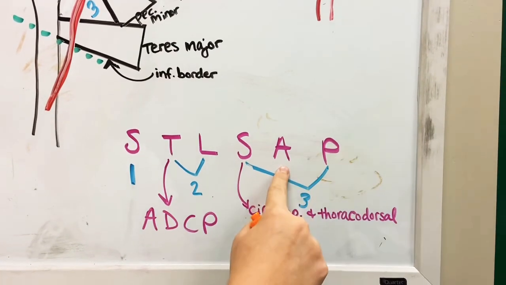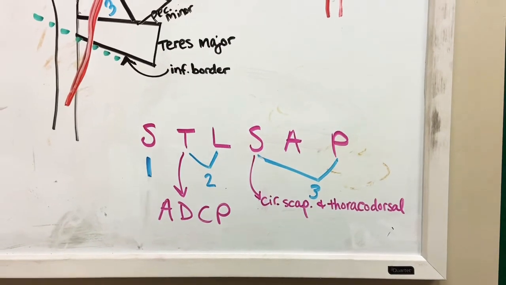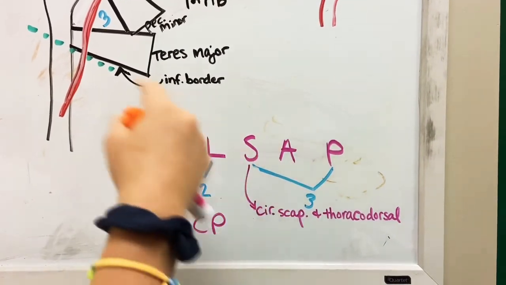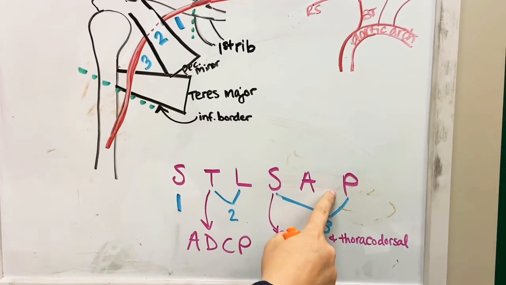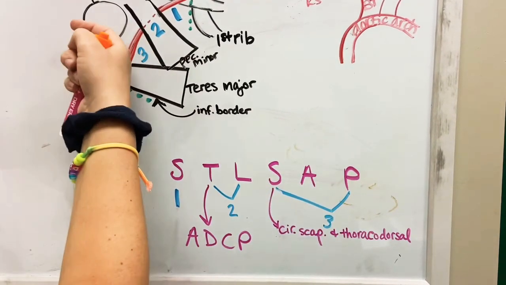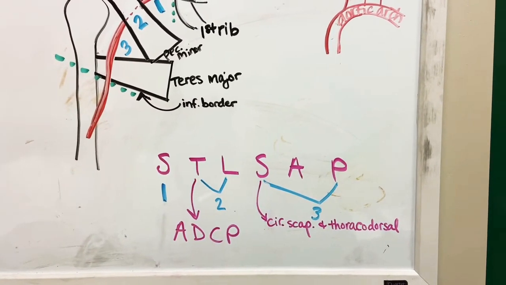Then we have our anterior and posterior circumflex humeral arteries. So anterior circumflex humeral is going to generally come off first, and it's going to be tinier. And then our posterior circumflex humeral is going to dip deep to our humerus, go around on the posterior side, and he's generally a little thicker.